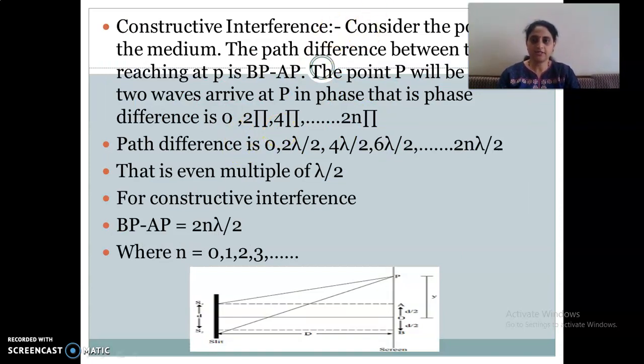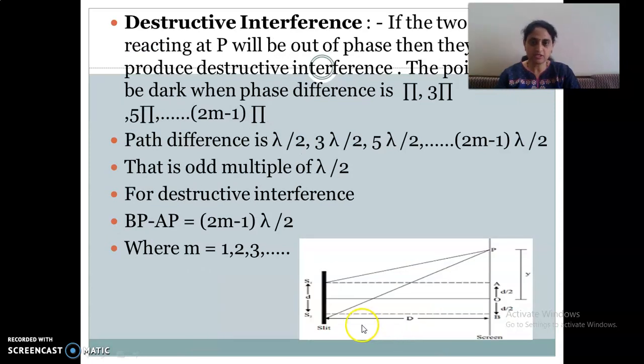In this constructive interference, consider the point P. Look at this figure, this is the point P. Here, this is the source of light, S1 and S2. The distance between S1 and S2 is small d, the distance between the sources of light. This is the screen, and the distance between the sources of light and the screen is capital D.